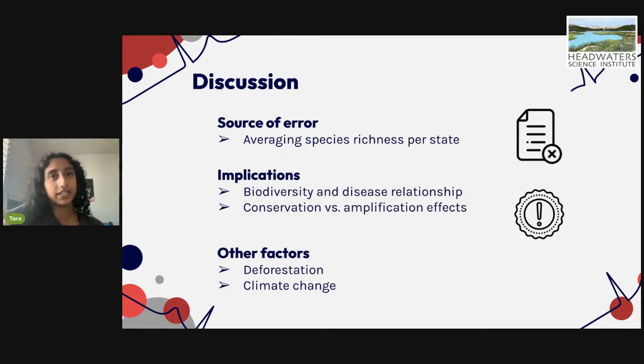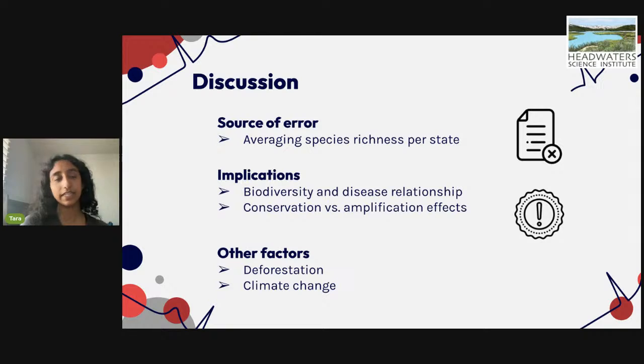One source of error that could have occurred during data collection was that the species richness was averaged per US state, which isn't as accurate as looking at species richness of a smaller area like a county. But despite testing with a broader area of land, a significant relationship was still observed between Salmonella, Lyme disease, and species richness. So this research suggests that conserving biodiversity can help reduce vector-borne diseases like Lyme disease, but it may amplify the risk of zoonotic diseases with multiple hosts like Salmonella.